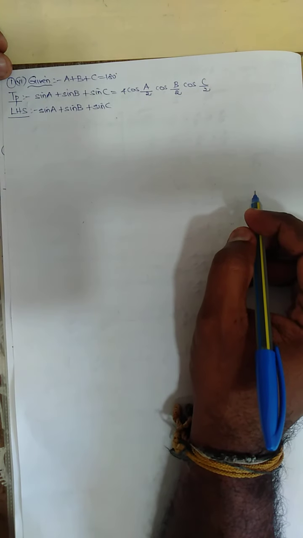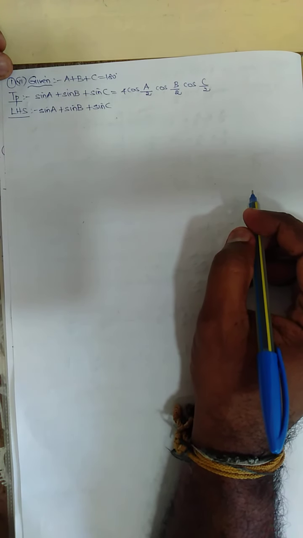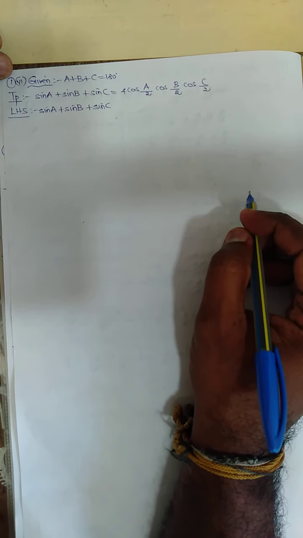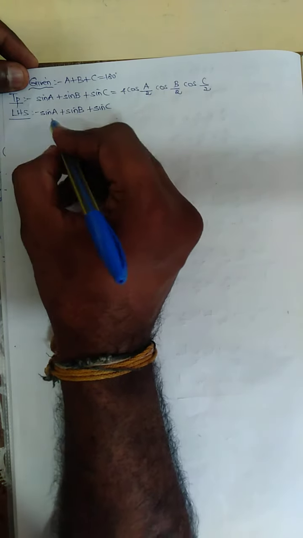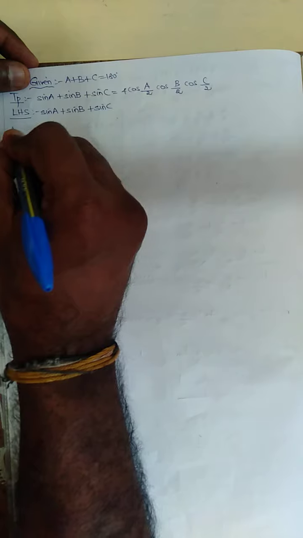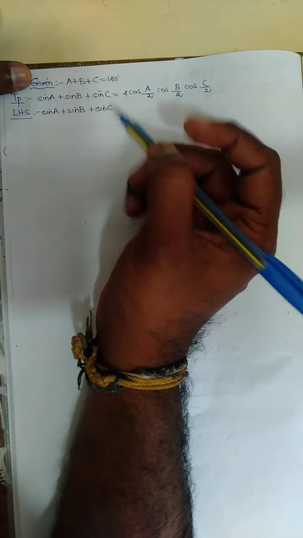Sixth subdivision in the first sum: given a plus b plus c is equal to 180 degrees, prove sin a plus sin b plus sin c is equal to 4 cos a by 2 cos b by 2 cos c by 2. LHS: sin a plus sin b plus sin c. So this one is the sin c plus sin d formula. What is the sin c plus sin d formula? 2 sin (c plus d) by 2 into cos (c minus d) by 2.